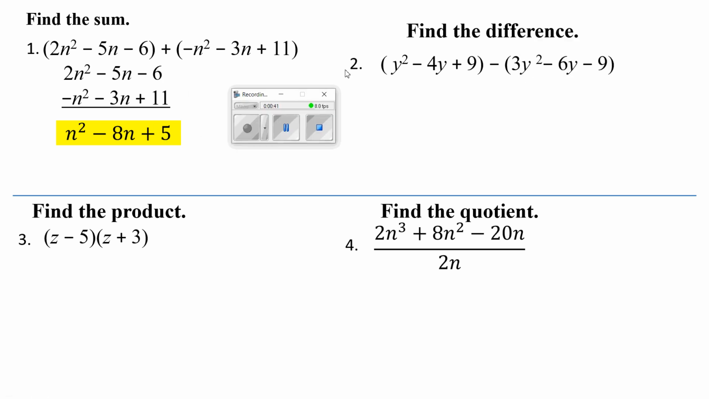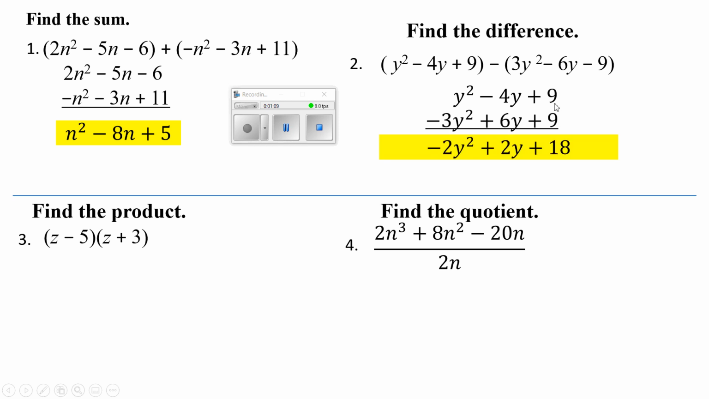All right, let's go over here. Finding the difference. Whenever I have a subtraction sign there, all these signs become the opposite, and then I'm able to add them under here. So over here, I see that I'm going to have y squared minus 4y plus 9. But now I'm going to take these and turn them to the opposite sign. Negative times a positive, that's a negative 3y squared. A negative times a negative, that's a positive 6y. Negative times a negative is a positive 9. Well, 9 plus 9 is 18. 6 minus 4 is 2, so that's 2y. And then negative 3y plus 1y is negative 2y.